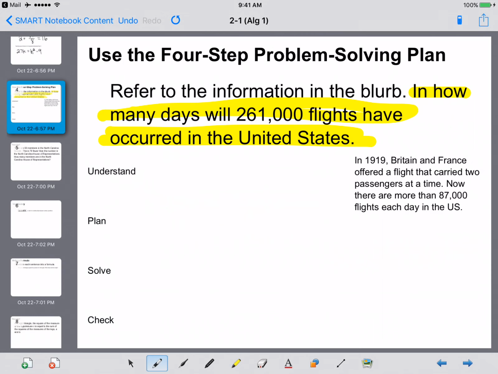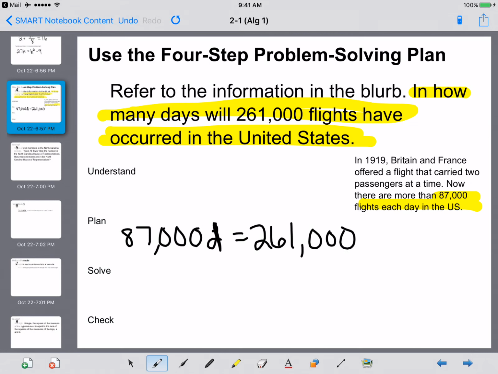So in order to do this, we know that there are 87,000 flights each day in the United States. So our 87,000 flights in one day, we need to know how many days it will take to get 261,000. Okay, because there's 87,000 per day. For 2 days, you would multiply 87,000 times 2, times 3, and so on. So now we need to solve.